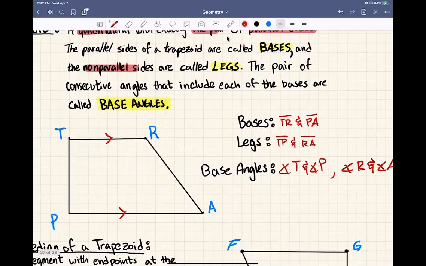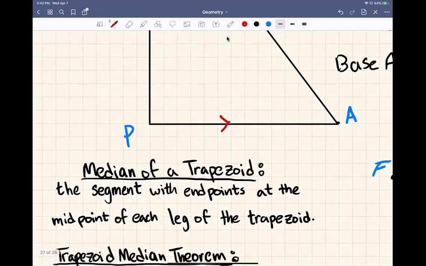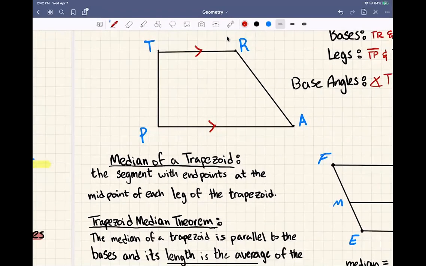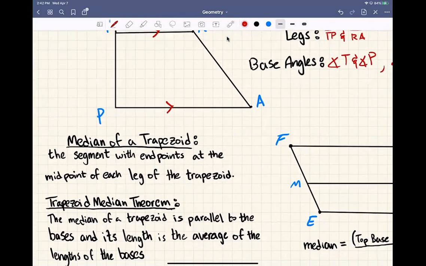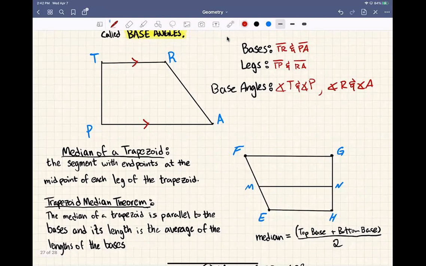Next, we have to go over something called the median of a trapezoid. The median of a trapezoid is a segment with endpoints at the midpoint of each leg of the trapezoid. In this case, MN is the median. So let's write that down. MN is the median. The median of a trapezoid is parallel to the bases, and its length is the average length of the bases.